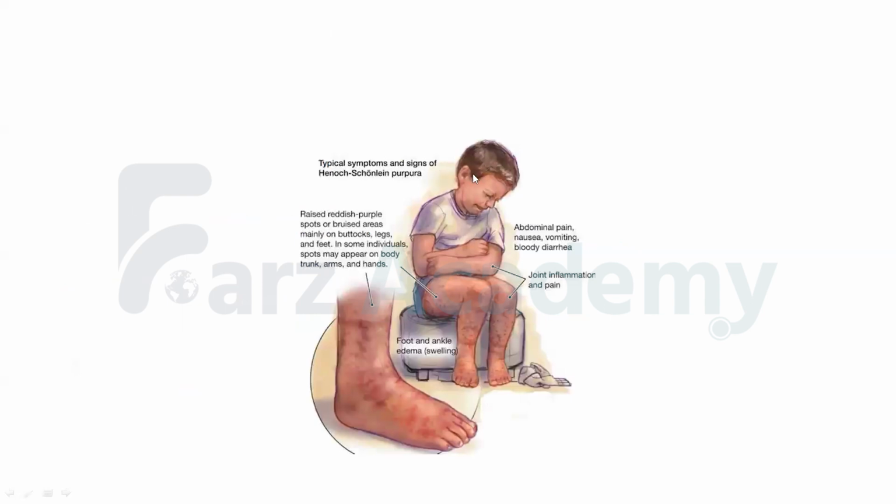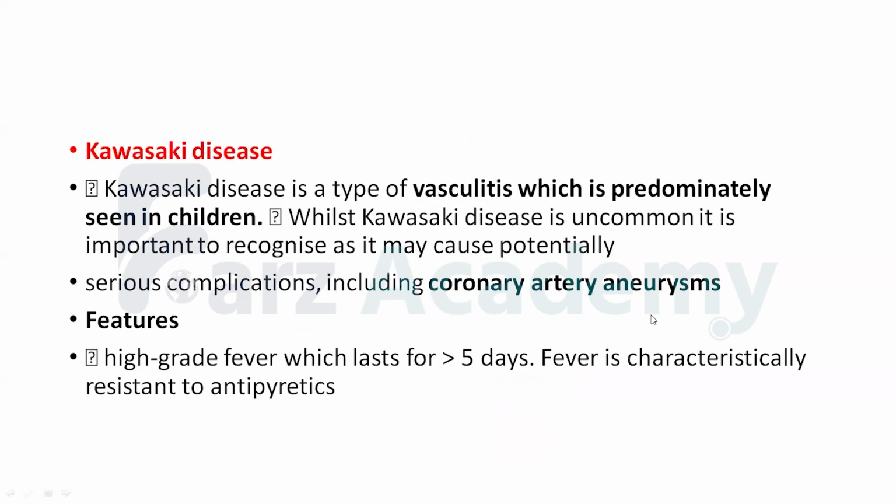So these are typical symptoms and signs of HSP: abdominal pain, nausea, vomiting, bloody diarrhea, joint inflammation and pain. Raised reddish purple spots or bruised areas mainly on the buttocks, legs and feet. In some individuals, spots may appear on the body, trunk, arms or hands.